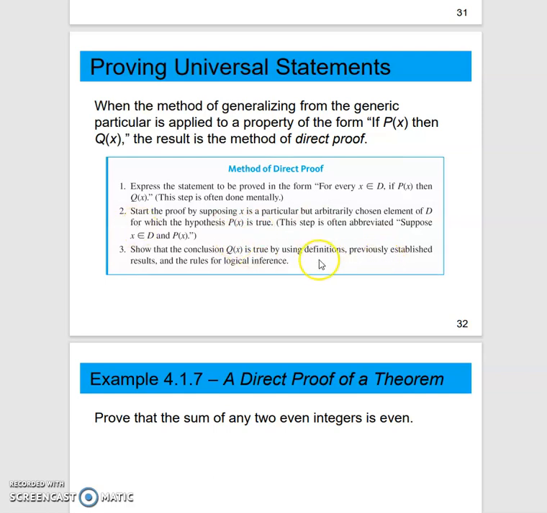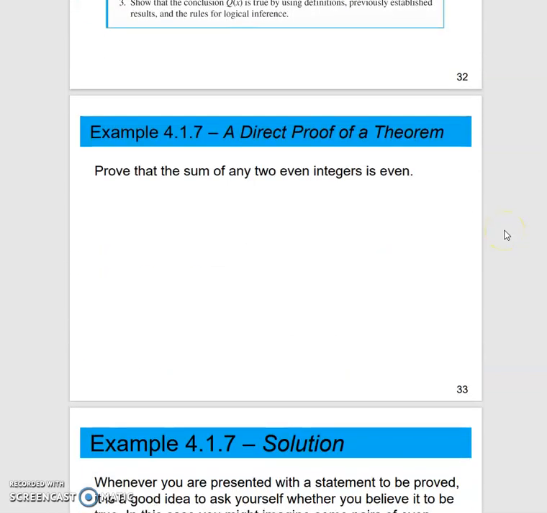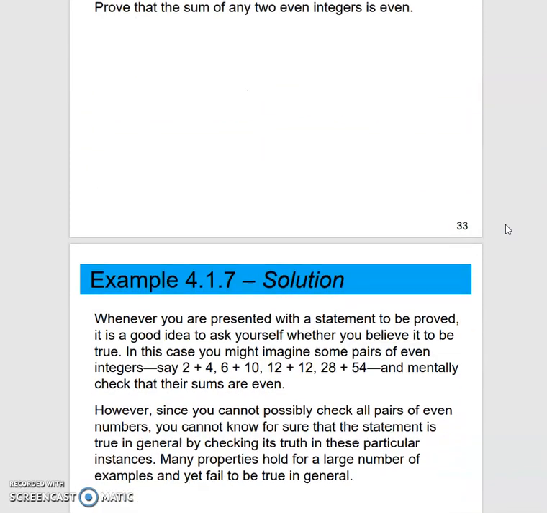And we are then going to try and get to Q by using definitions, by using the basic algebra and mathematics we already know, and possibly our rules for logic as well. So let's actually look at a direct proof. First thing we'd like to prove is that the sum of any two even integers is even. Now we already pretty much know that's true, but how do we show it?